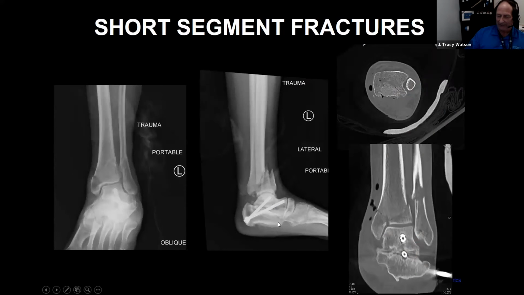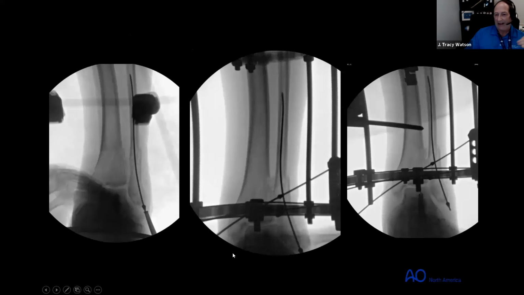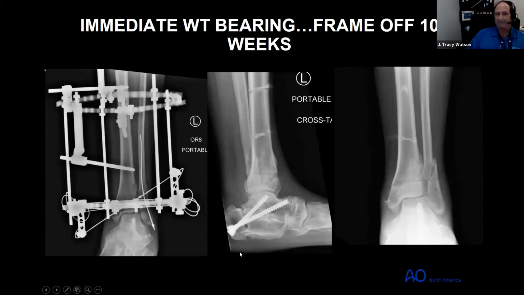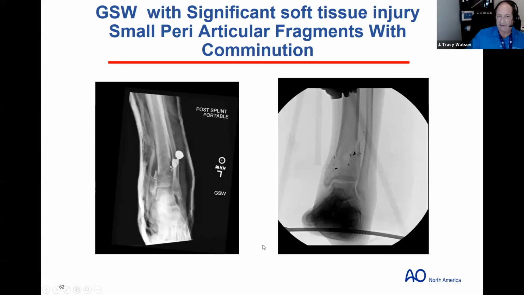Here again, another very, very short segment. I really feel that for very short segments, the frame can't be beat for a lot of these. And so stacking wires is really a nice way to go. We do just like you do with a plate. We try to stabilize the fibula. The fibula brings out the length and reduces a lot of the ancillary fragments in the tibia. So just because it's an X-fix, you cannot forget the fibula. Immediate weight bearing, frame off in 10 weeks with really no incisions.